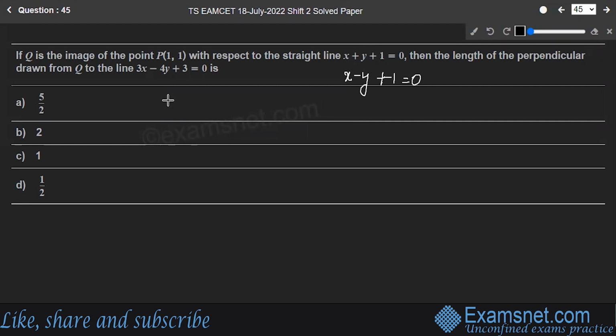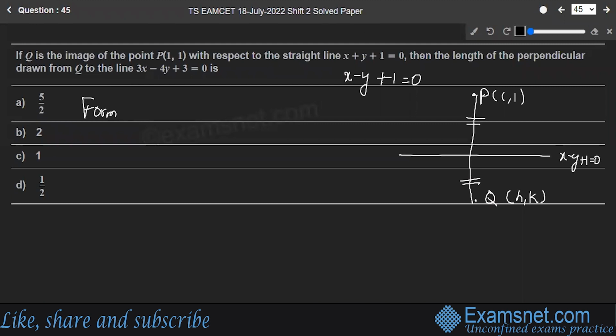Now, let's go with the solution. First thing, let's see. This is the point. Let this be the point (1, 1). And here is the line x minus y plus 1 is equal to 0. So Q stands to be the mirror image. Let the coordinates of Q be (h, k). You know, this distance is equal to this distance, right? So formula for image of a point from the equation of the line.